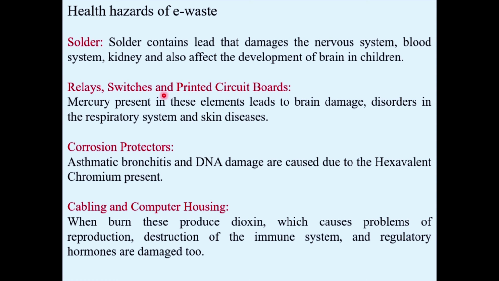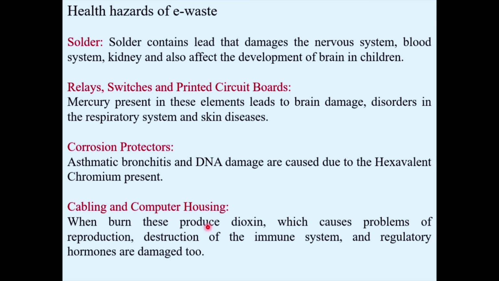And relays, switches, printed circuit board. So these are the ill effects of the components of the e-waste if it is not processed in a proper way. The mercury present in it will lead to brain damage or brain hemorrhage, respiratory tract infection and skin diseases. And corrosion protectors like hexavalent chromium. Chromium is used as a corrosion resistant material in the automobile industry and in some of the electronic gadgets as a coating, and that will cause bronchitis and it damages the DNA.